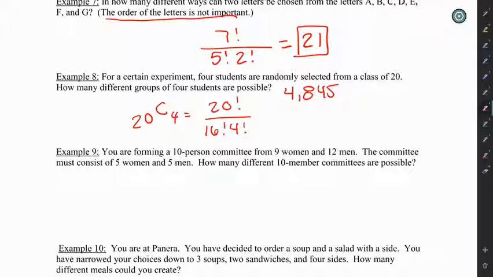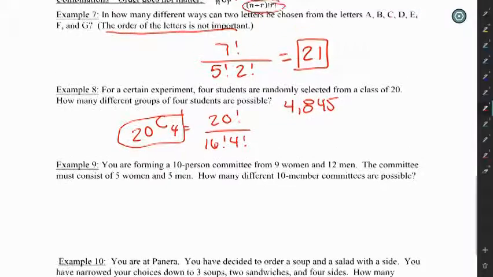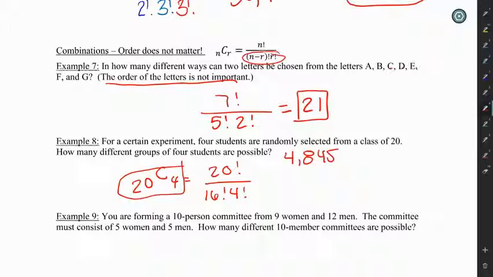Now, if you have a calculator, you can just type 20C4 in the calculator. And in a different video, I'll show you where all of these buttons are in case you don't know where they are. But really, if you have a calculator, you can just type 20C4. You don't have to do the 20 factorial divided by 16 factorial 4 factorial. If you don't have the calculator, that's when you need to write them out and cancel like I was doing in previous examples.